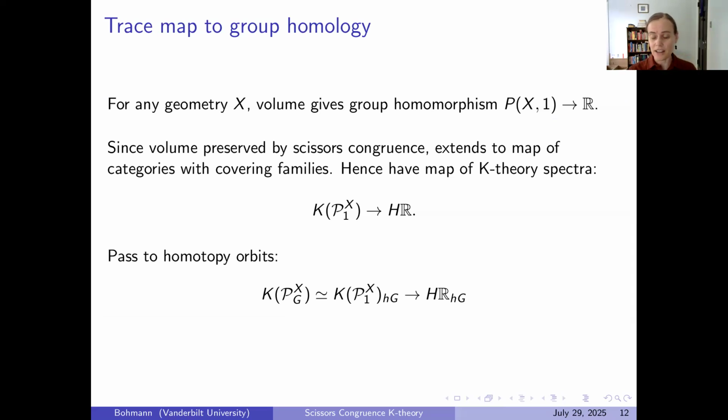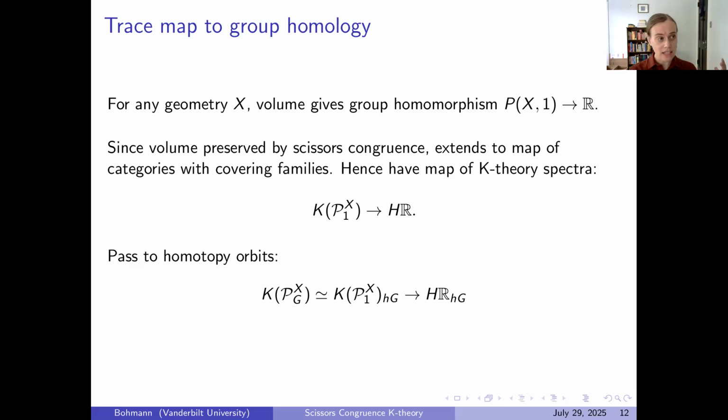And in fact, when I said this initially, we were thinking about allowing all isometries, so moving our polytopes around by any isometry we wanted. But it's even more the case if I'm not allowed to move them at all, I'm just allowed to chop stuff up. So I have this group homomorphism from the scissors congruence group P of X1 into R. And now volume is preserved by scissors congruence and by these covering families. So this extends to a map of categories with covering families from our category PX1 to the category ER.